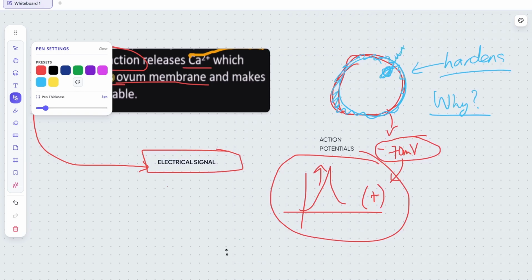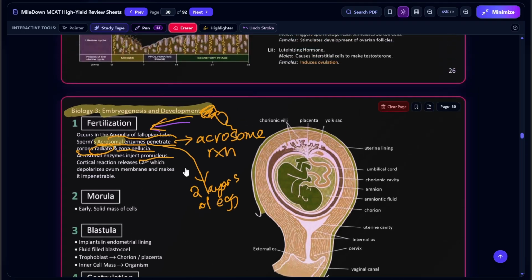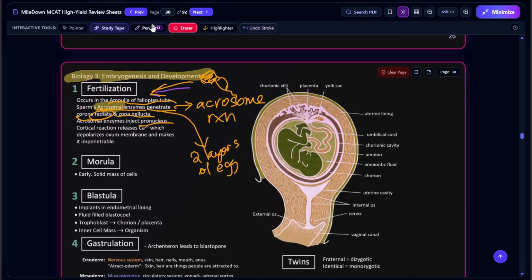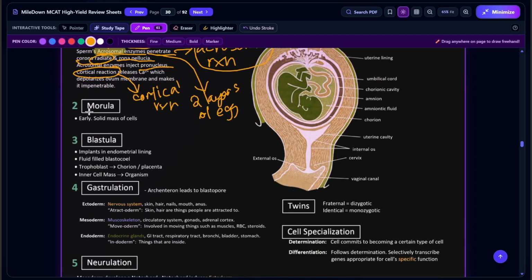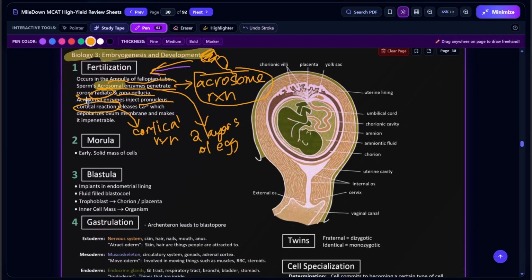So you have those two reactions, right? Let's go back to the review sheet now. You have two layers of the egg to memorize, and then you have two reactions to memorize. You have the acrosome reaction, and then you also have the cortical reaction. All right, that's good. Now we have a fertilized egg, essentially, at the end of all of this.